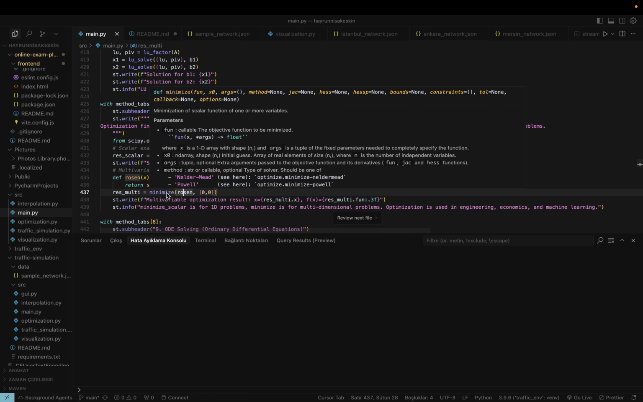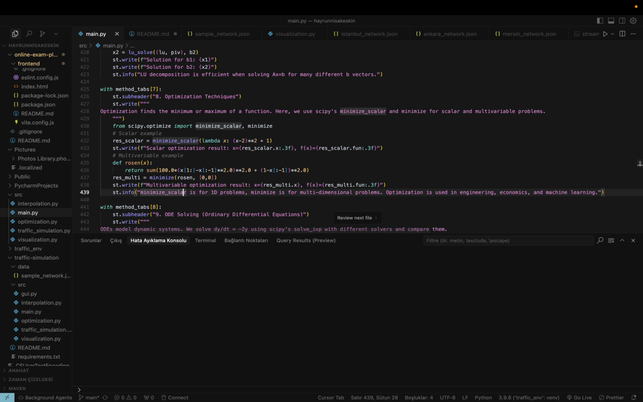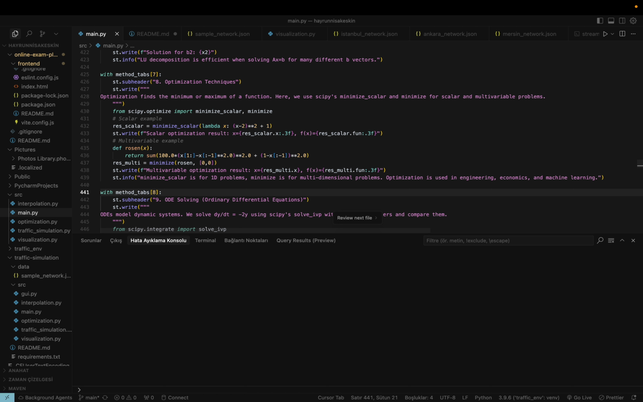Method, str or callable, optional, type of solver. Nelder-Mead: scipy.optimize.minimize Nelder-Mead, and Powell: scipy.optimize.minimize Powell. And let's again continue with method types and a scalar example, and scipy.integrate ODE, which is solving ordinary differential equations.